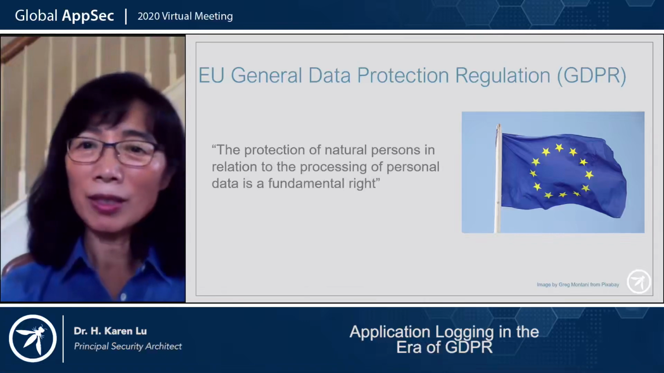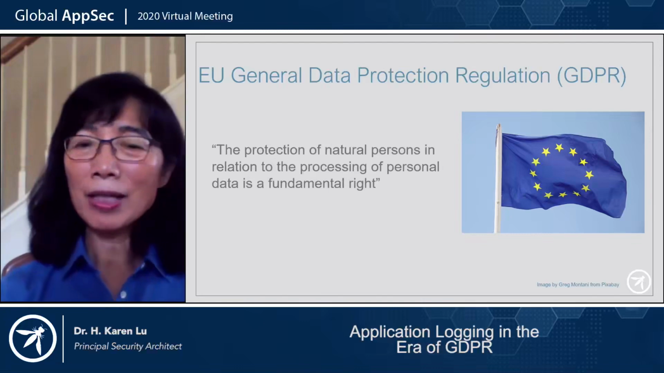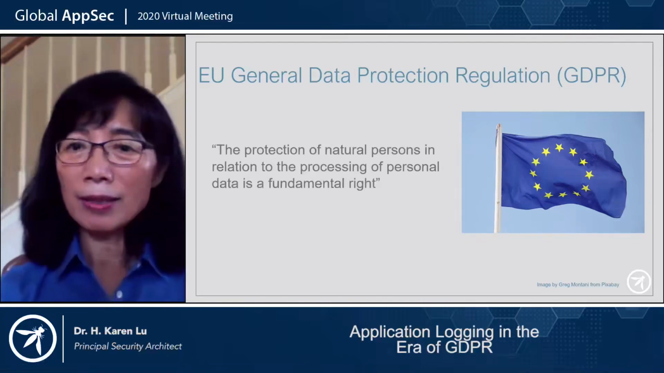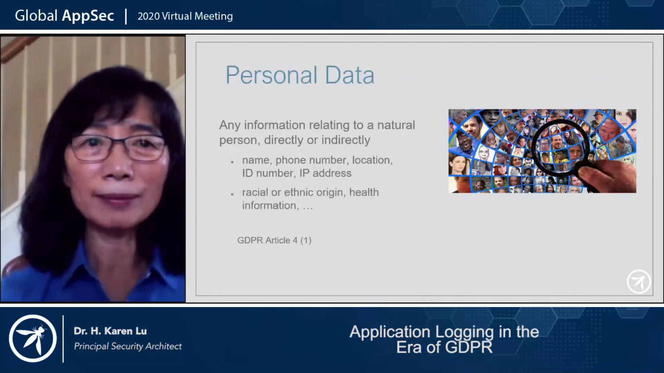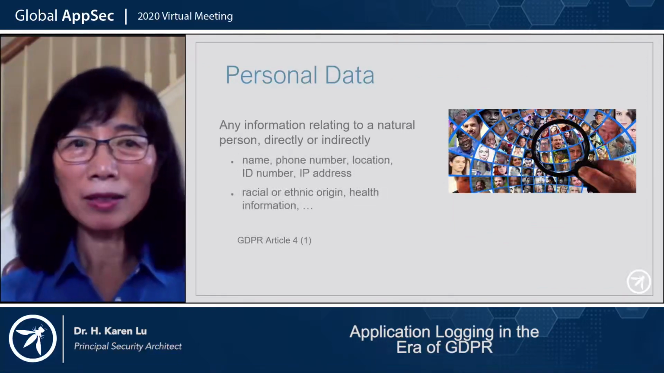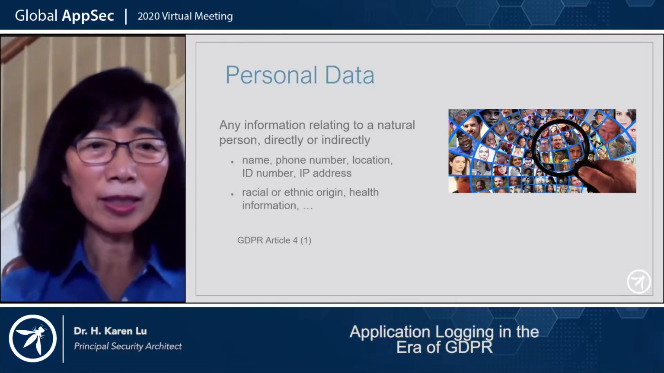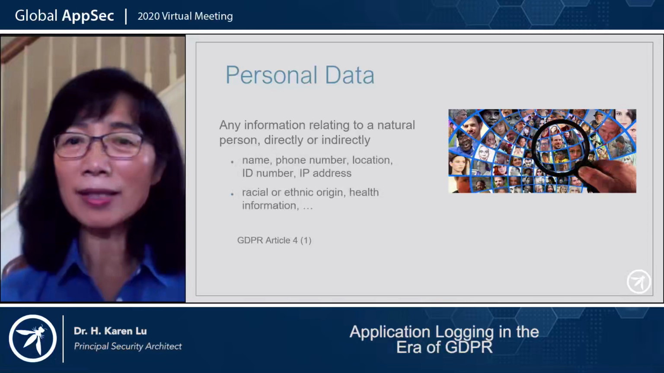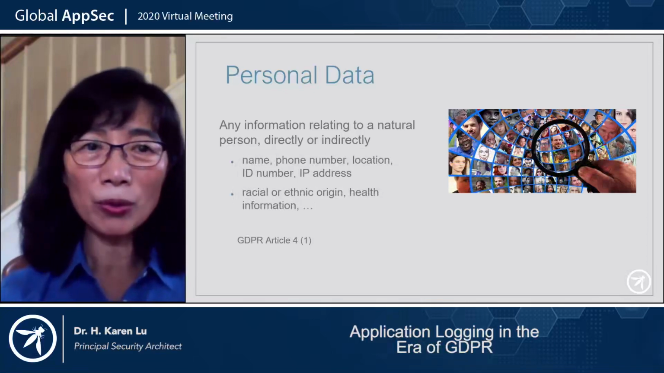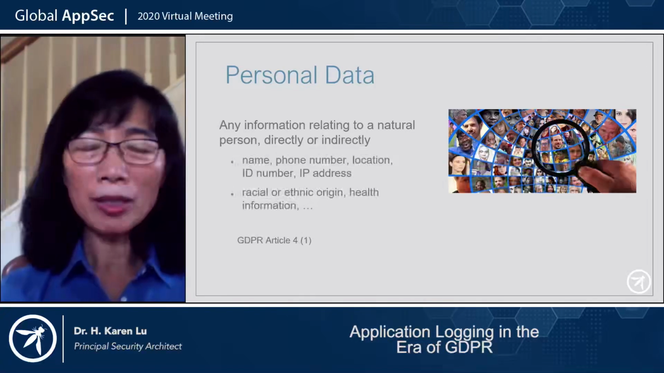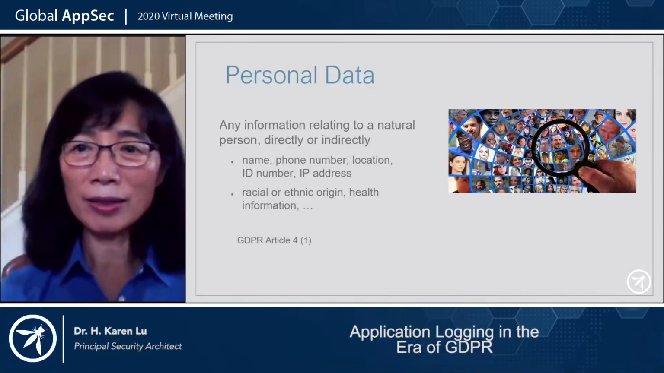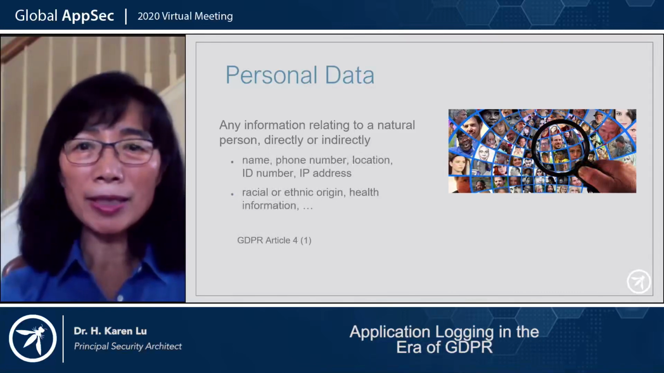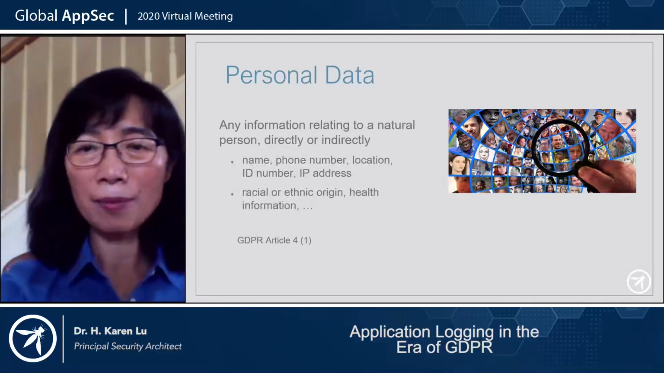GDPR is a long legal document. We're not going to talk about all aspects of it, but we'll highlight important concepts that are relevant to application logging. So, what is personal data? According to GDPR, personal data is any information relating to a natural person, directly or indirectly. For example, name, phone number, location, ID number, IP address, racial or ethnic origin, health information, and so on. As you can see, it is not limited to traditional identifiers such as names and addresses.